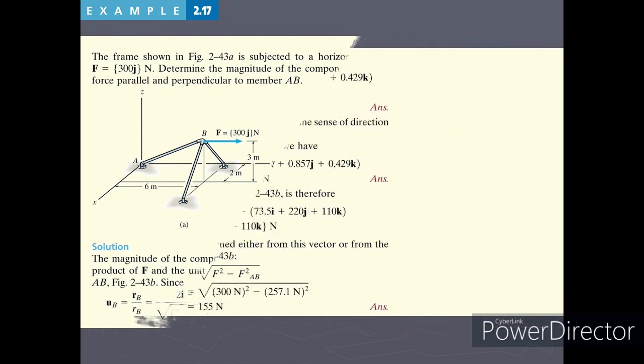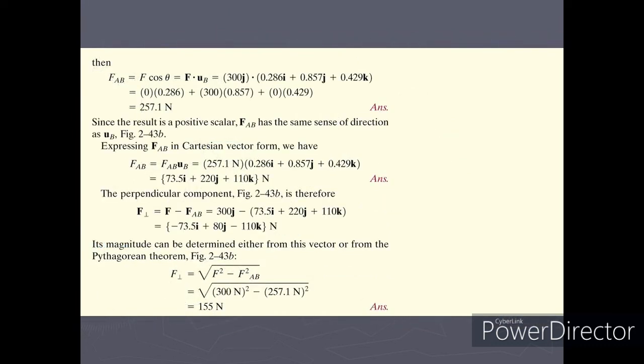So what is the position vector RB? It's going to be 2i plus 6j plus 3k. And we can get the magnitude. And then the unit vector is given by this. Simple, right? And then from there, we can move on to get the first vector, because we want to get the magnitude of the component of AB. And to get that, FAB is going to be F cos theta, or F dot UB, which we did before.